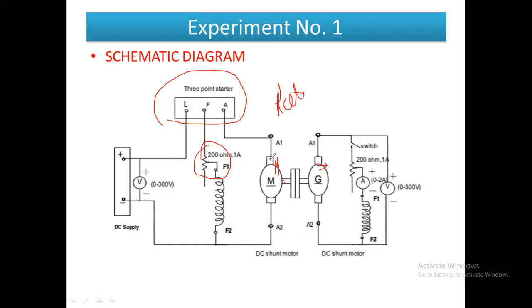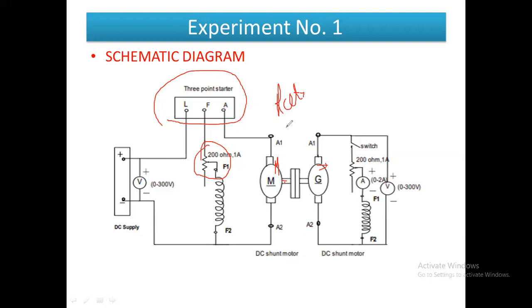Once the motor is started and running at rated speed, there is a direct coupling between the motor and the generator. Okay, whether the generator is running at the same speed as that of the motor, or at a different speed? Same speed, because there is a direct coupling.